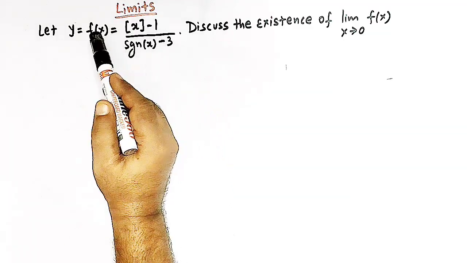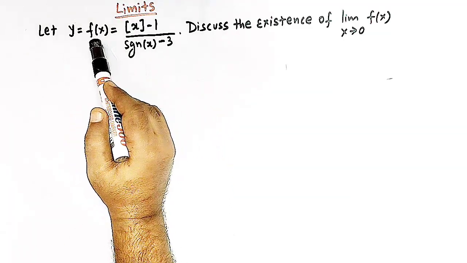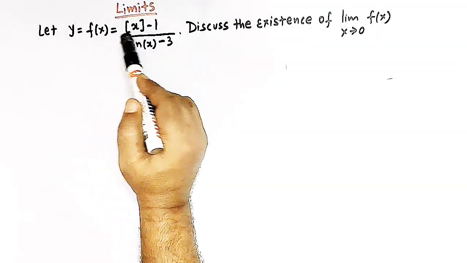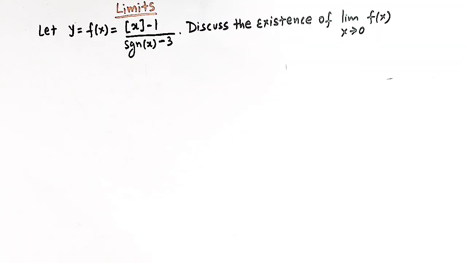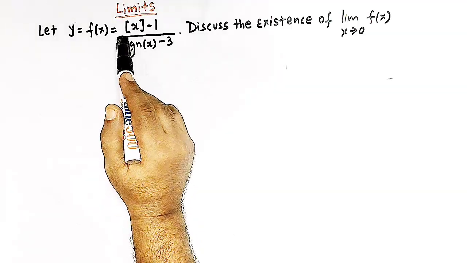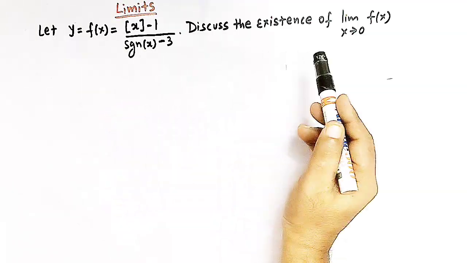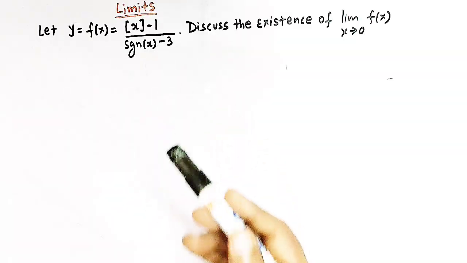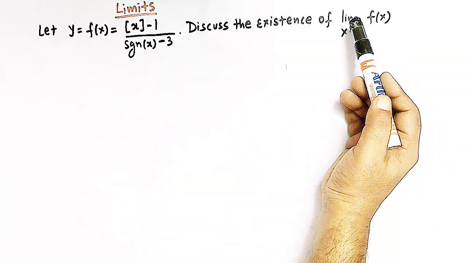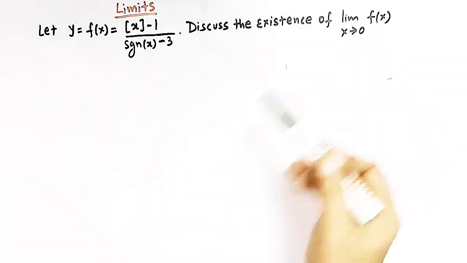So here we have this function y is equal to f of x involving two important functions in mathematics, that is the greatest integer function and the signum function, right? So here we have to see whether the limit x tends to 0, f of x, exists or not.